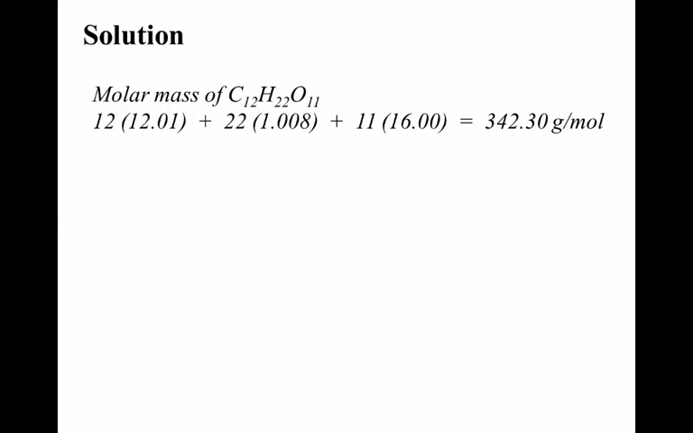Remember, since we're adding here, well, multiplying and then adding, the 12, 22, and 11 are exact numbers. They bring no uncertainty. There is uncertainty in those weights gotten off the periodic table. So we're allowed only 2 decimals. So that's how that works.